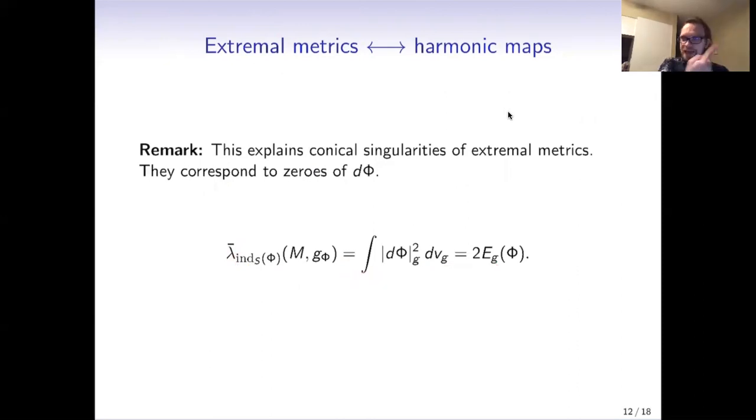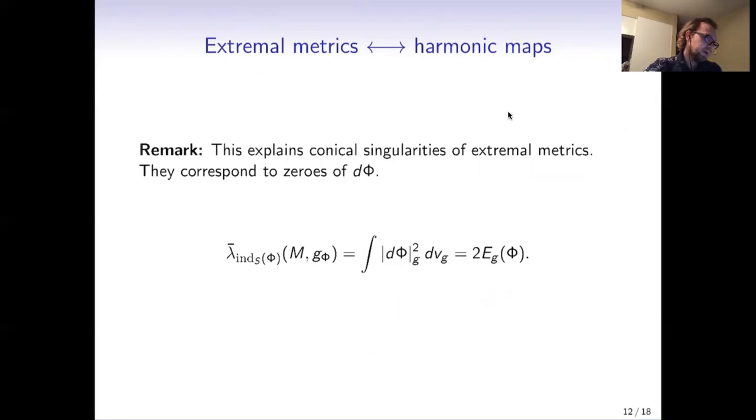So we know that the eigenvalue is 2. You can compute the integral. It's just dvg times this over 2, and then the 2 in front cancels out. And it's exactly twice the energy. So the value of the function that we have here is exactly the value of the energy. Again, a very natural correspondence. And so this is it.